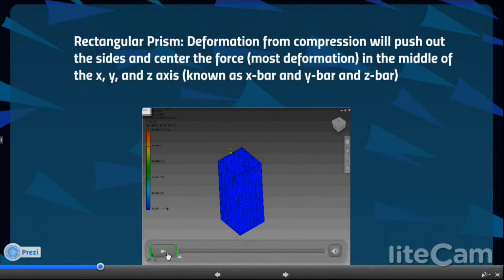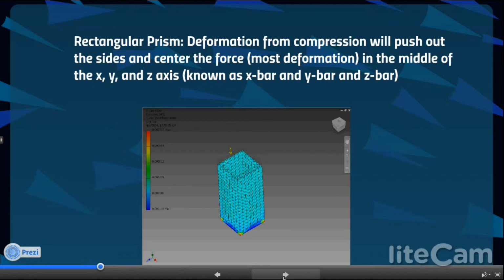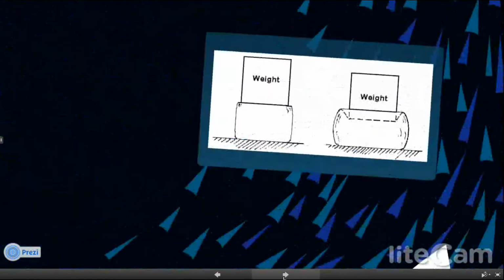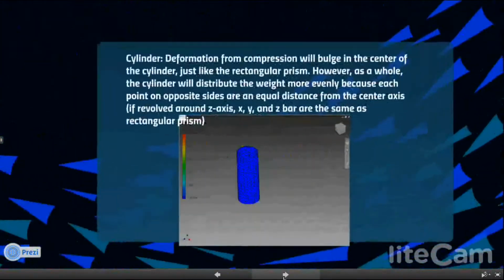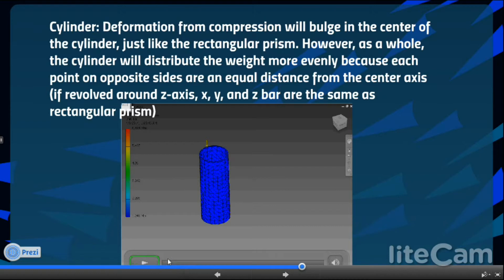With a rectangular prism, deformation from compression will push out the sides and center the force, with the most deformation in the middle of the X, Y, and Z axes, known as the X, Y, and Z bars. With a cylinder, deformation from compression will bulge in the center of the cylinder, just like the rectangular prism. However, as a whole, the cylinder will distribute the weight more evenly because each point on opposite sides is an equal distance from the center axis. If revolved around the Z-axis, the X, Y, and Z bars are the same as with the rectangular prism.